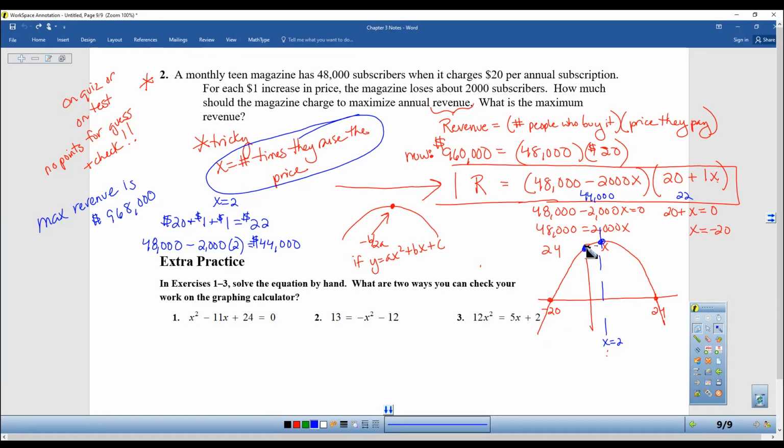So the point is this was what they were getting before, $960,000. By raising the price, they can get a little more revenue and a little more revenue, but what happened right there? If they raise it 3 times, if they raise the price to $3 higher, $23, they're going to lose so many subscribers, they won't be making as much money anymore. And that is what cost maximization is doing.